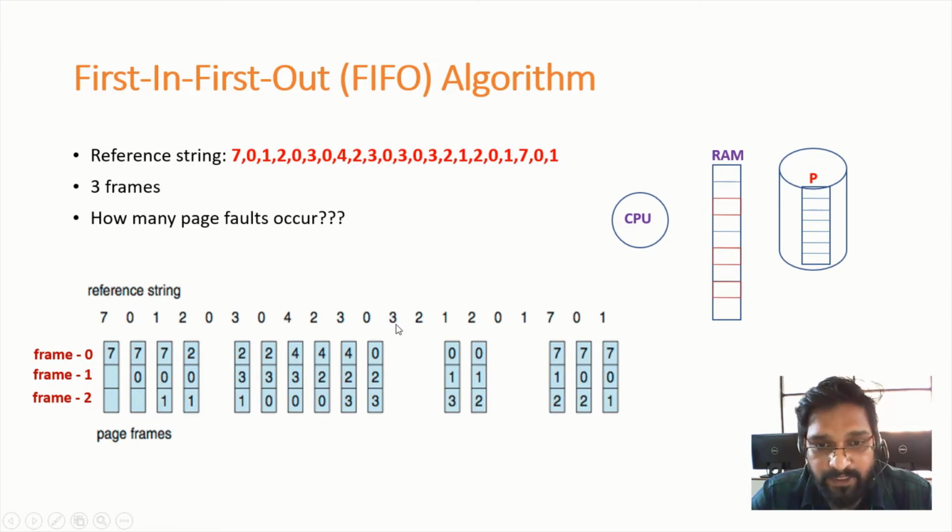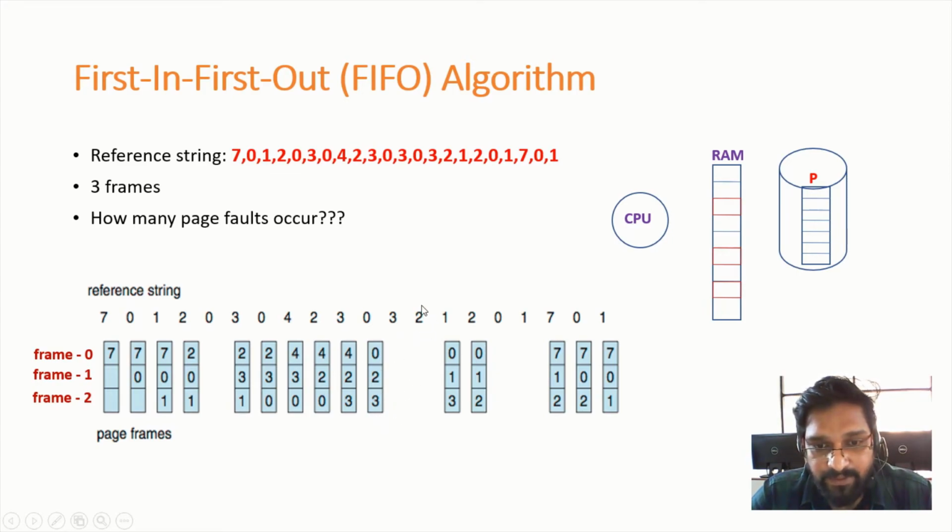Now the CPU is requesting page number 3. Is page number 3 present inside the RAM? Yes, page number 3 is present inside the RAM. So we are not going to call this a page fault. Instead, we are going to call it a page hit. Since the contents of the RAM have not changed, I have not written anything here, right?